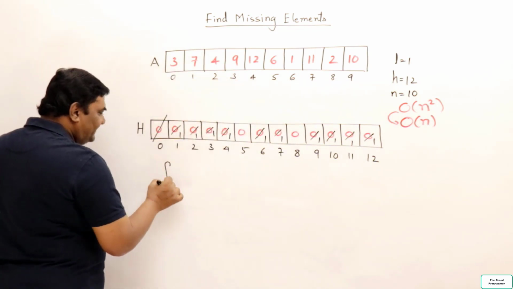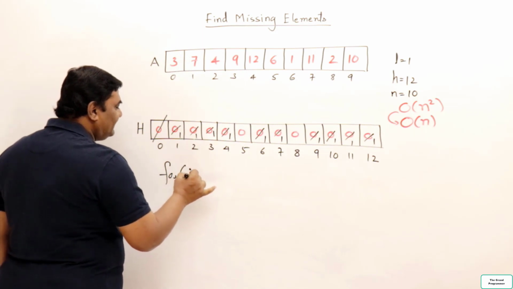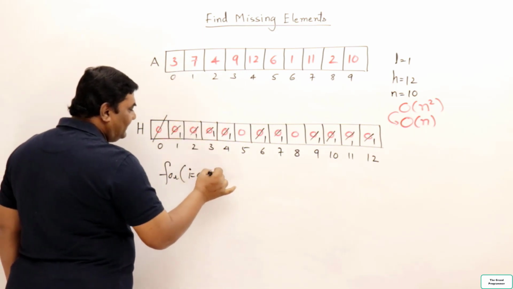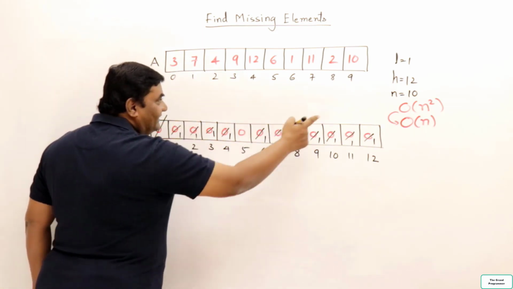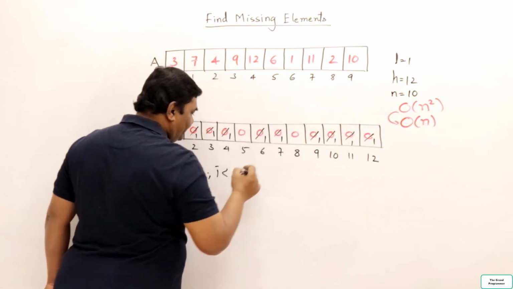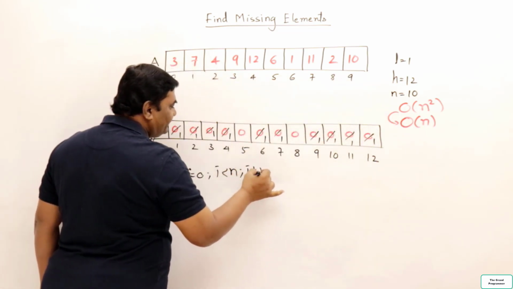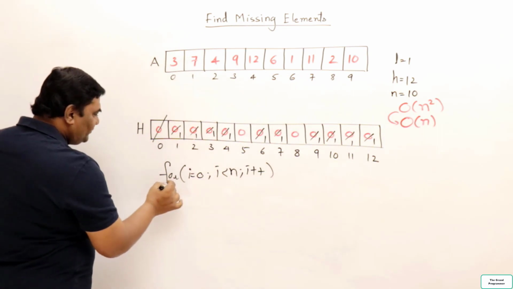So for scanning through this array, I will take a for loop, for i assigned starting from 0, and i is less than the number of elements, that is n. So i less than n, i plus plus. Then what should I do every time?